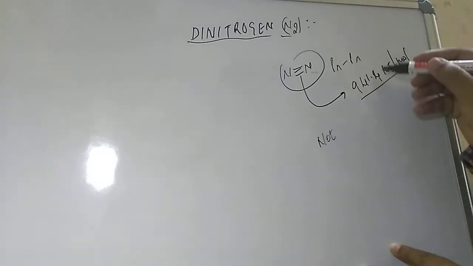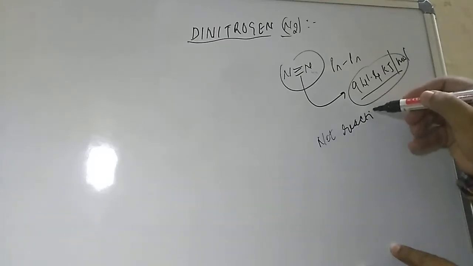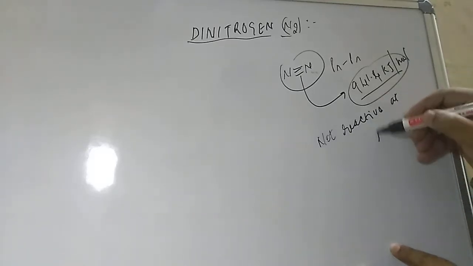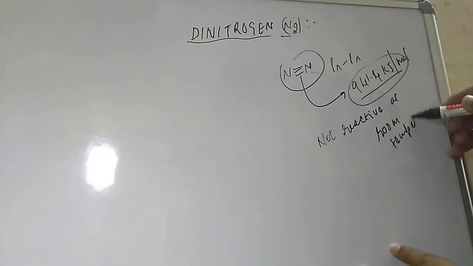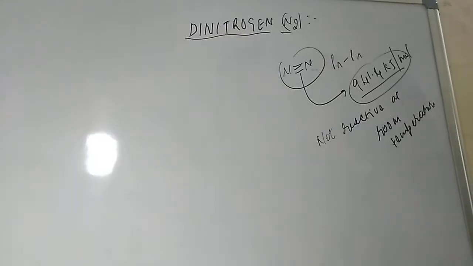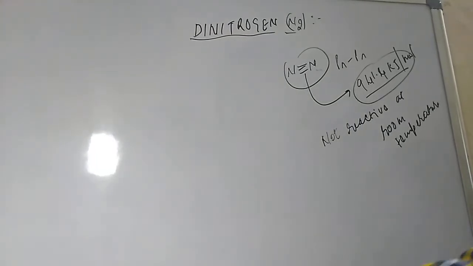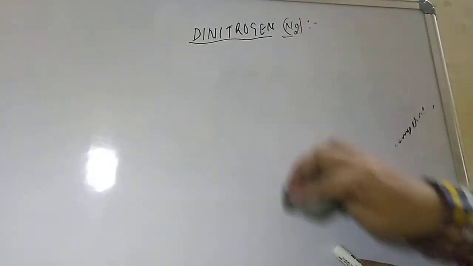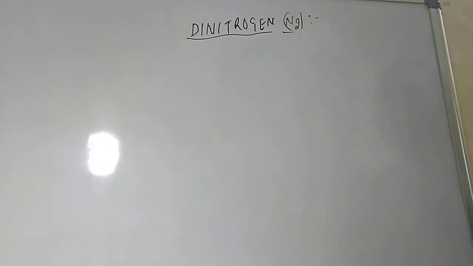Because of this value it is not reactive at room temperature. If any compound is not reactive at room temperature, it generally has very few chemical properties compared to other elements. So dinitrogen also has a somewhat smaller number of chemical properties compared to other compounds.